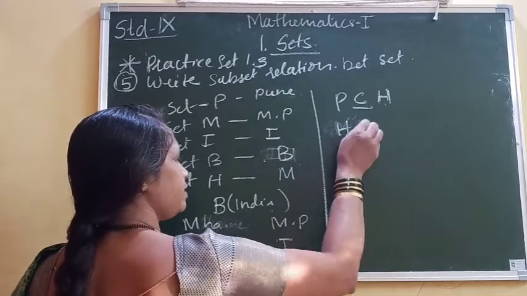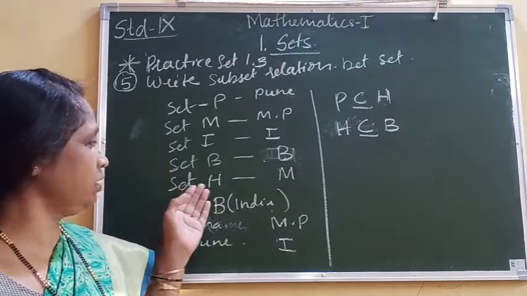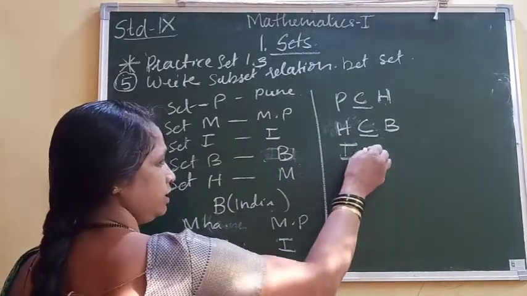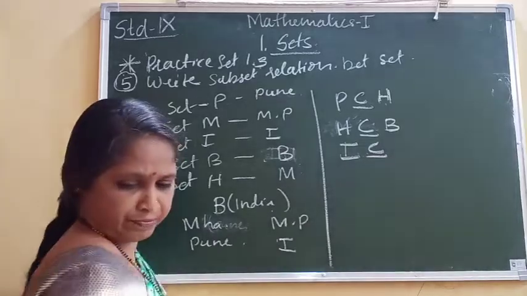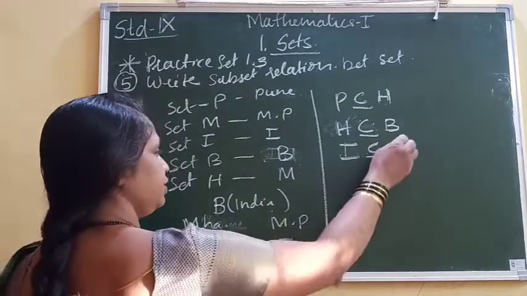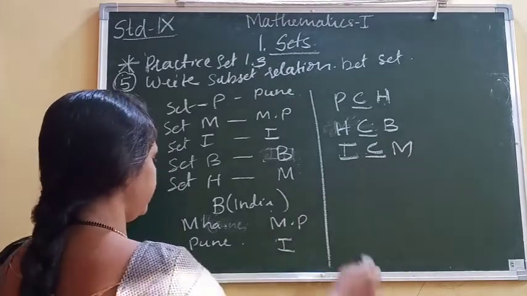Means what we will write? H is a subset of B. And next one, Indore. Indore is in MP. So MP's set is denoted by Madhya Pradesh. Set is denoted by M. So Indore is a subset of Madhya Pradesh, M.